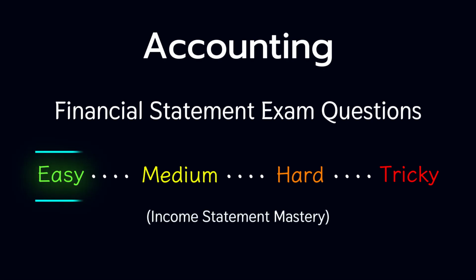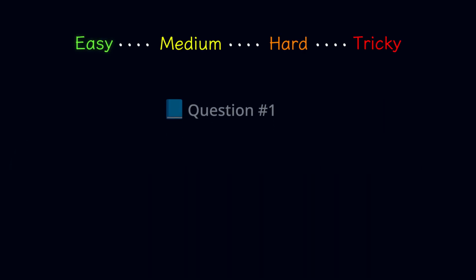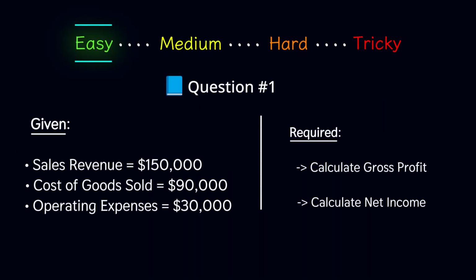All right, let's start easy, on purpose. I want you relaxed here, because if these make sense, everything else in financial statements becomes much easier. Question 1. A company reports the following for the year. Sales revenue is $150,000. Cost of goods sold is $90,000. Operating expenses are $30,000. The question is simple. What is gross profit and what is net income?